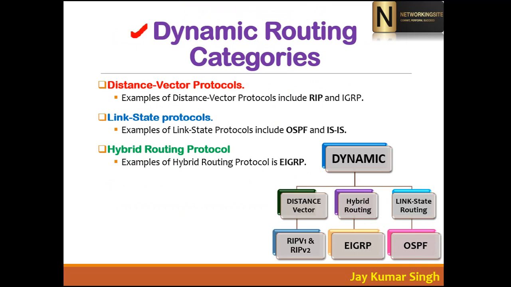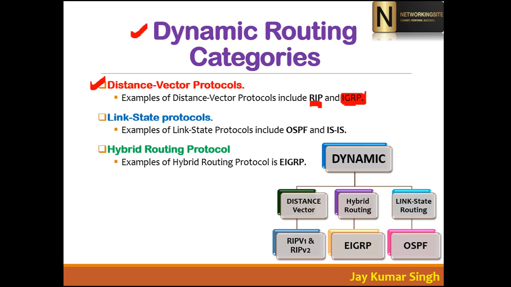Now if we are talking about categories in dynamic routing, as I told you, there is the distance vector protocol. Dynamic routing is divided into three sections. RIP and IGRP are distance vector protocols, but IGRP is not in use. I think they stopped using it about 10 years ago. IGRP was there, but they are not using it. Even routers are not supporting IGRP, but RIP is in use nowadays.